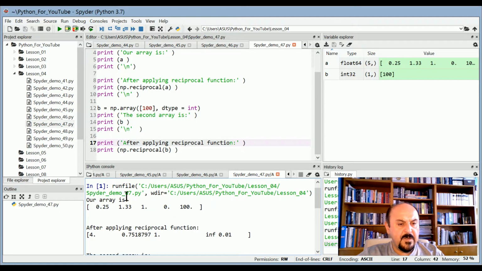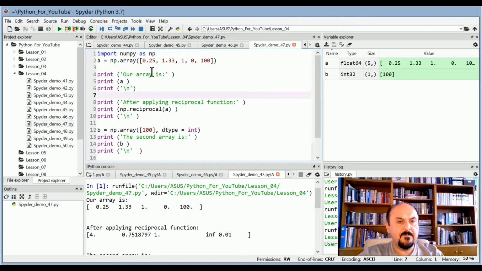Okay, our initial array, and we apply reciprocal. That means 1 divided by 0.25, which is 4 in fact. This is going to be 1 divided by 1.333, and this is the same. And just look here: 1 divided by 0 gives infinity, so there will not be any number here as a result of dividing by itself.